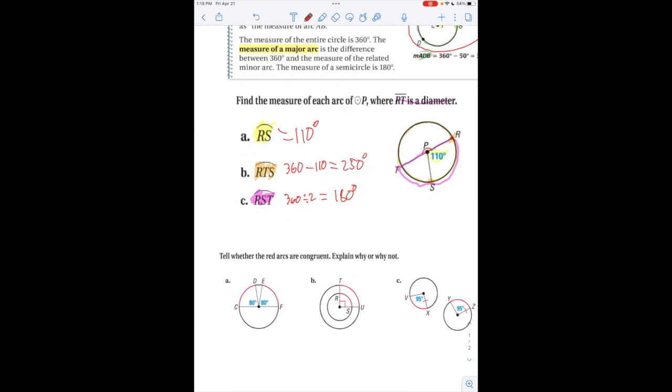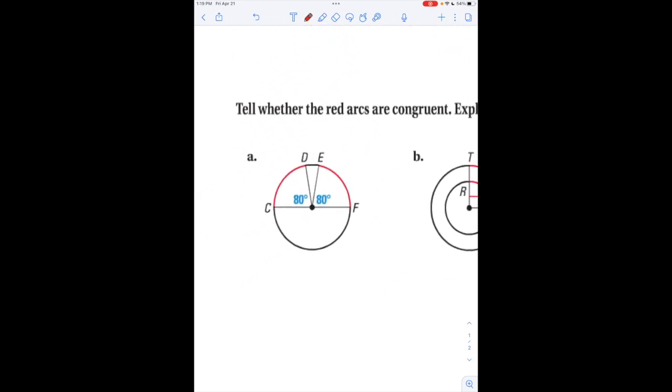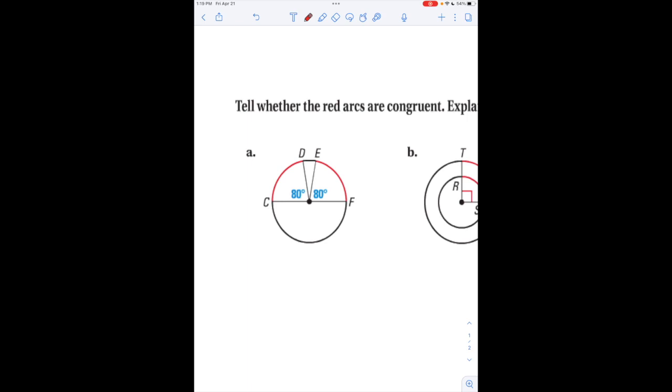Tell whether the red arcs are congruent. Explain why or why not. I would say that in this first example, yes, they are congruent because our central angle is 80 here and 80 here, which means that this also has to be 80. So yes, that one is going to be congruent.